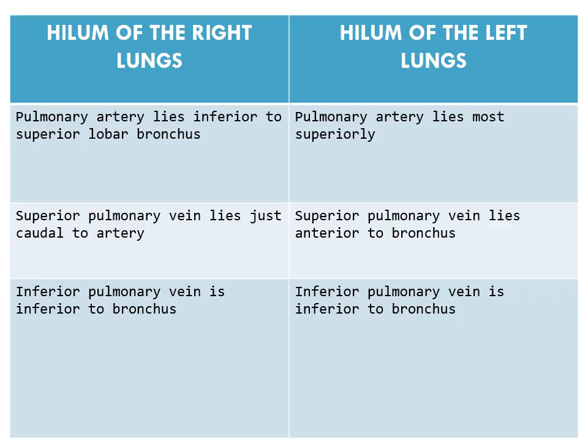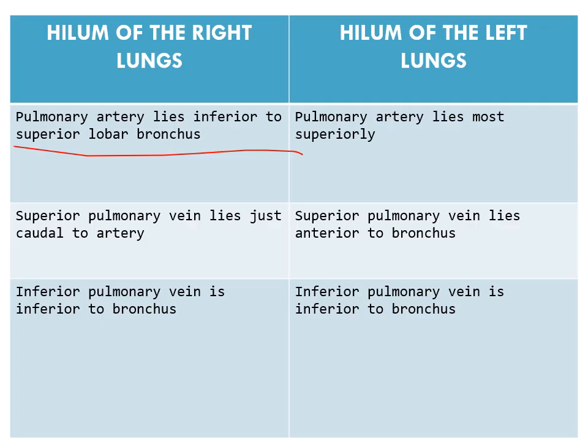This is the reason why on the right side we tend to call the superior lobar bronchus the epiarterial bronchus. Besides that, the superior pulmonary vein on the right side tends to lie just caudal to the artery, just below the artery. And then on the left side, the superior pulmonary vein tends to lie anterior to the bronchus. And this is one important difference.